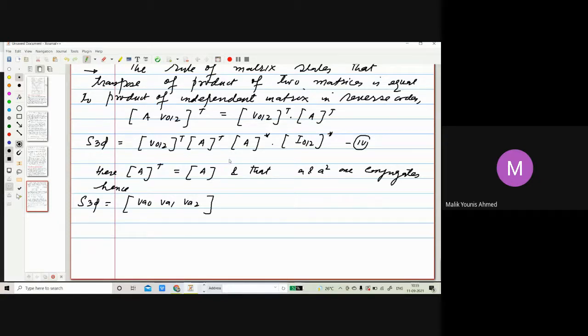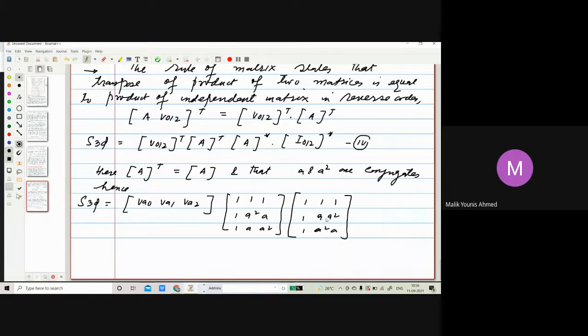Step number two: now we have A transpose, that is equal to A. So we can simply write the A matrix as 1 1 1, 1 A square A, 1 A A square. So this is A. Number three is A conjugate. Wherever there is A square, that will change to A, and wherever there is A, that will change to A square. That's the conjugate meaning. So that will be 1 1 1, 1 A square A, 1 A A square. So that is the conjugate we have applied here.